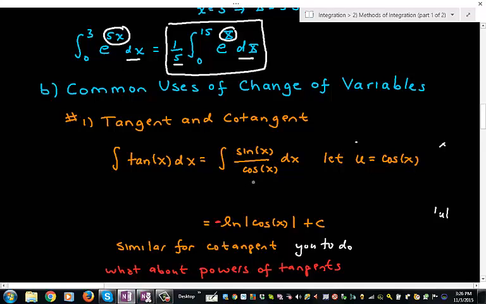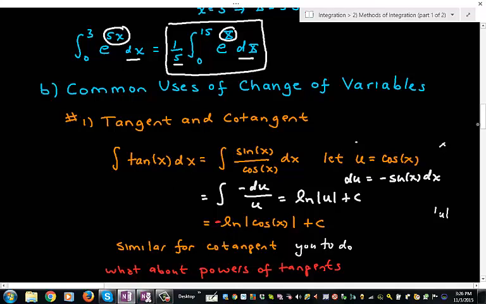I'm going to write tan as sine over cosine. And I'm going to notice that if I let u be equal to cosine x, then I know that du is equal to minus sine x dx. And this tells me now that this integral has the form, for sine x dx, I'm going to put in minus du over u. And I know that that's just the natural log of the absolute value of u plus c. And all I have to do is substitute back in for u. And I get the integral formula for tan x.